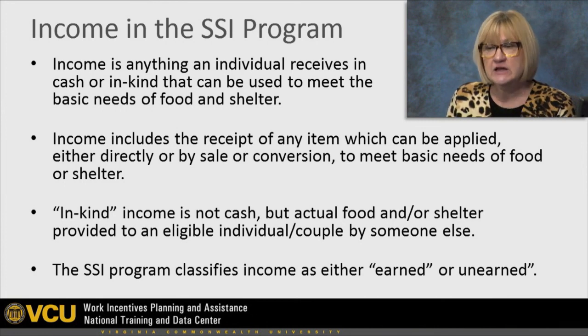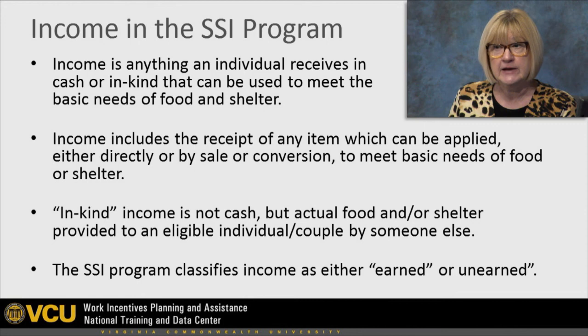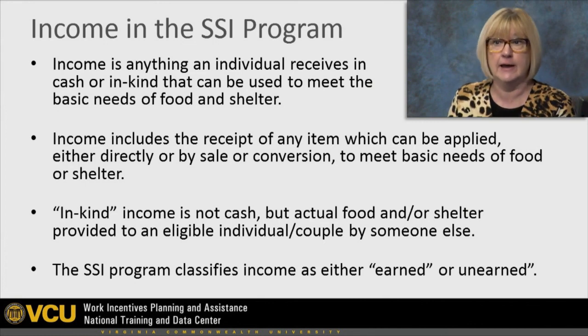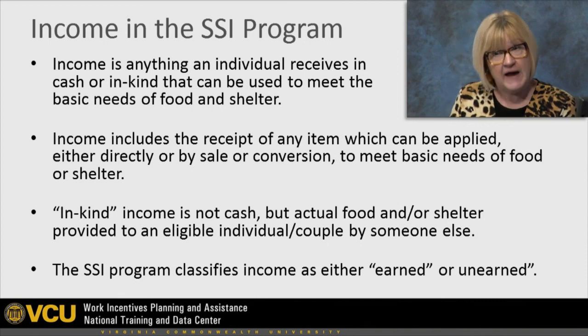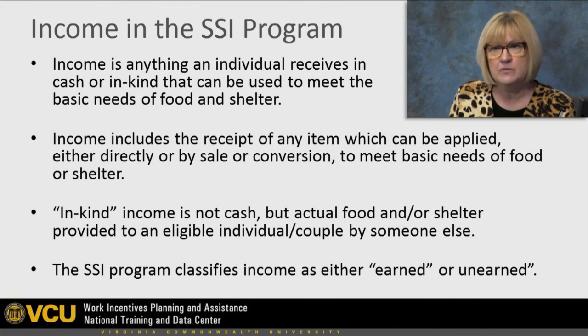Now, the income also includes the receipt of any item, like a thing, that could be applied either directly or indirectly by sale or conversion to meet the basic needs of food and shelter. So if you were given an item, something of value that you could sell, and there was value attached to that item, that could also count as income in the month that it's received. You see, it's a very broad definition. The in-kind income, as we discussed, isn't cash, it's things, or someone actually providing you with food and shelter.